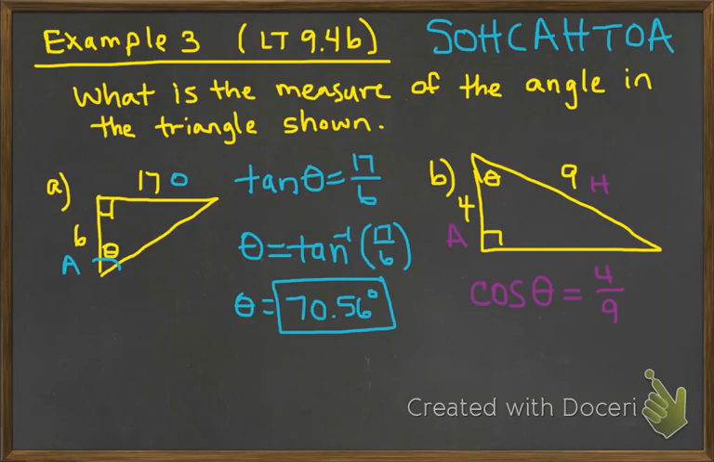or 9. Then to solve for theta, I do the inverse cosine. So theta is equal to the inverse cosine of 4/9. Again, we'll still be working in degrees, so keep your calculator in degrees. Do the inverse cosine of 4/9, and you'll get that theta is equal to 63.61 degrees. And there's the angle that is in the triangle with a side of 4 and a hypotenuse of 9.